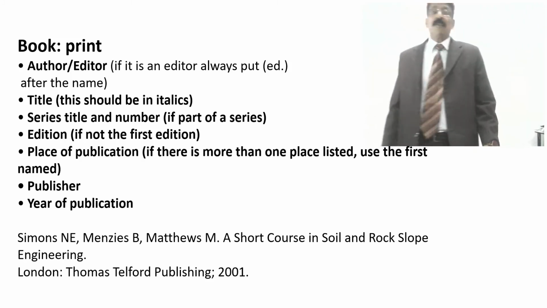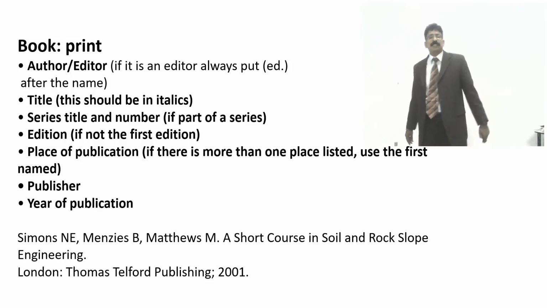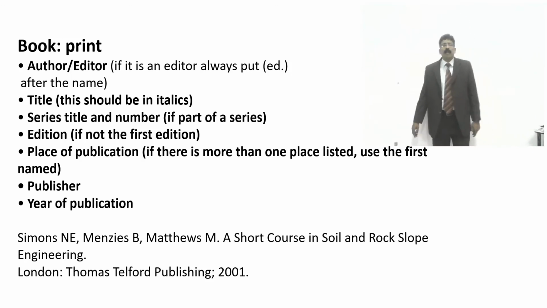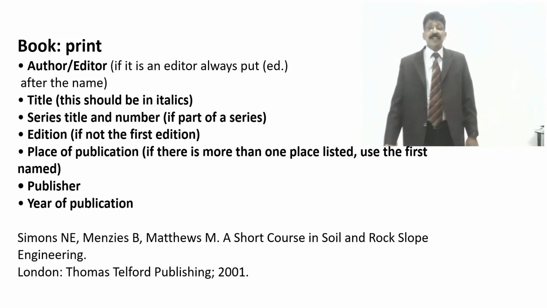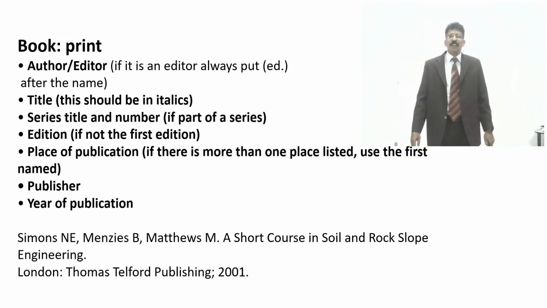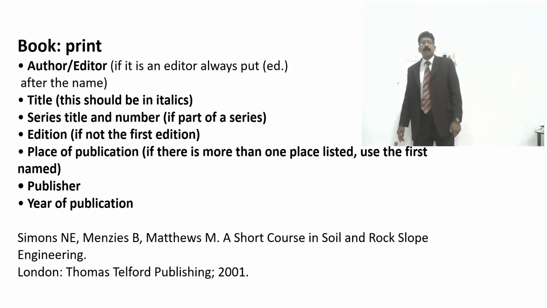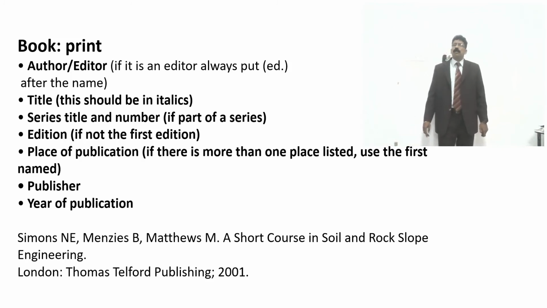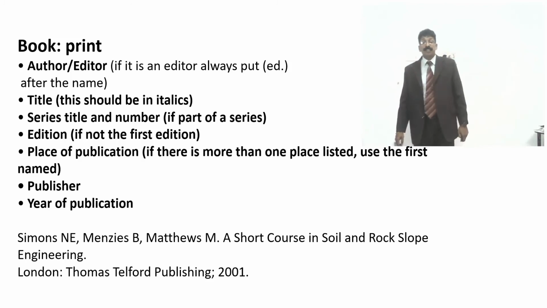See that example: Simons, Annie, Menzies, and B. Kamar is initial, the second name which you give as an initial, and Matthews M. Short Courses of Soil and Rocks, Slope and Engineering. They have published in London, the place of publication, Thomas Telford is the publisher's name, and 2001. This is a simple example.